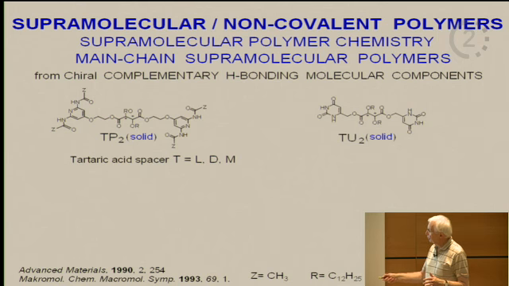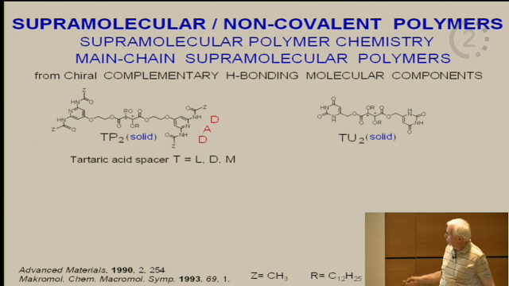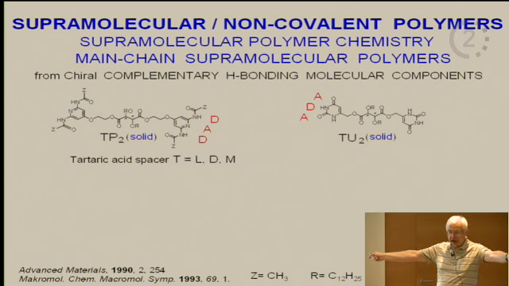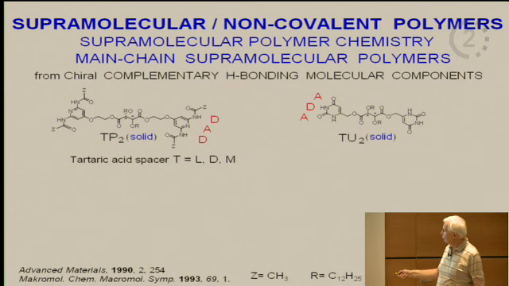This is a recognition group having donor, acceptor, donor of hydrogen bond units. This recognition group of another component is acceptor, donor, acceptor. So this monomer with 2 recognition groups, one at each end, is complementary to this monomer with recognition groups at each end, this complementary to that. In the middle, there is tartaric acid as a spacer. And the R here is a chain C12H25.